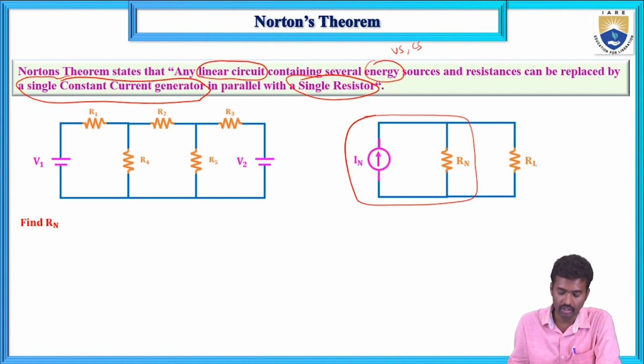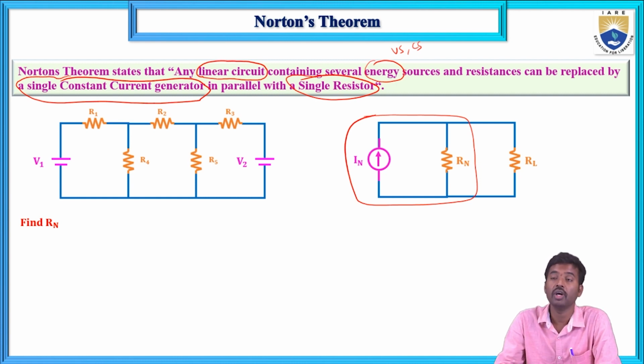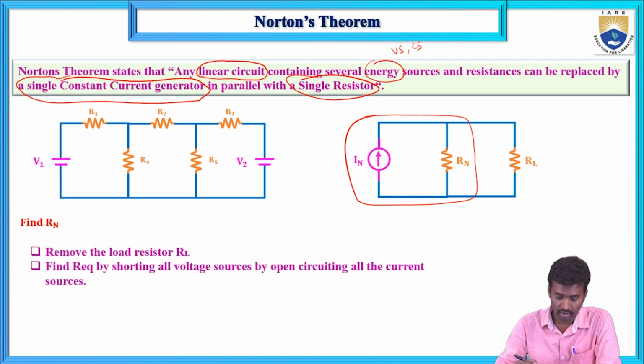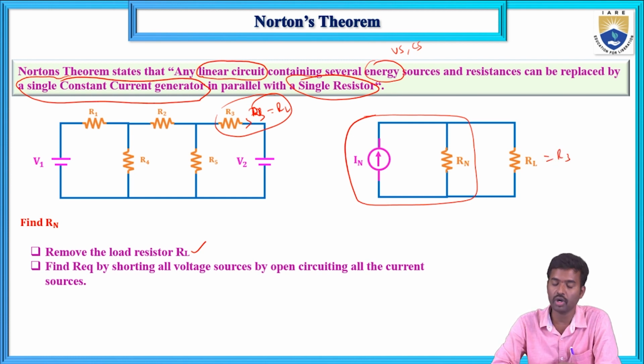IN and RN can be calculated. To calculate RN, remove the load resistance from the given circuit, short the voltage sources, open the current sources and calculate the R equivalent. That R equivalent is known as RN. For Norton's current, first remove the load resistance from the given circuit. Suppose R3 is the load resistance in which current is to be calculated. So R3 is known as RL. RL equals R3 is the load resistance.